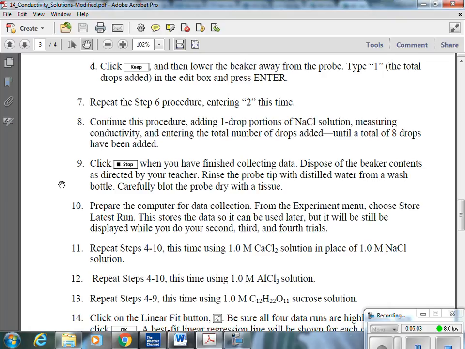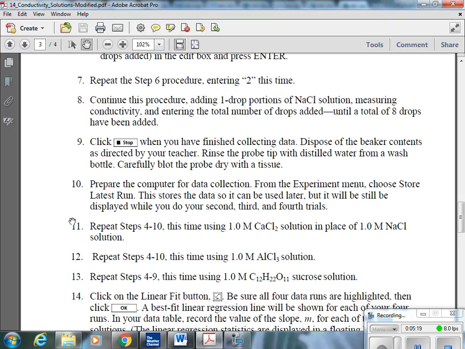Number 10 says prepare the computer for data collection. From the experiment menu, choose store latest run. This stores the data so we can bring it up later on. Okay, we will now do our second, third, and fourth trials. The second one using calcium chloride, the third one using aluminum chloride, and the fourth one using a sucrose solution.